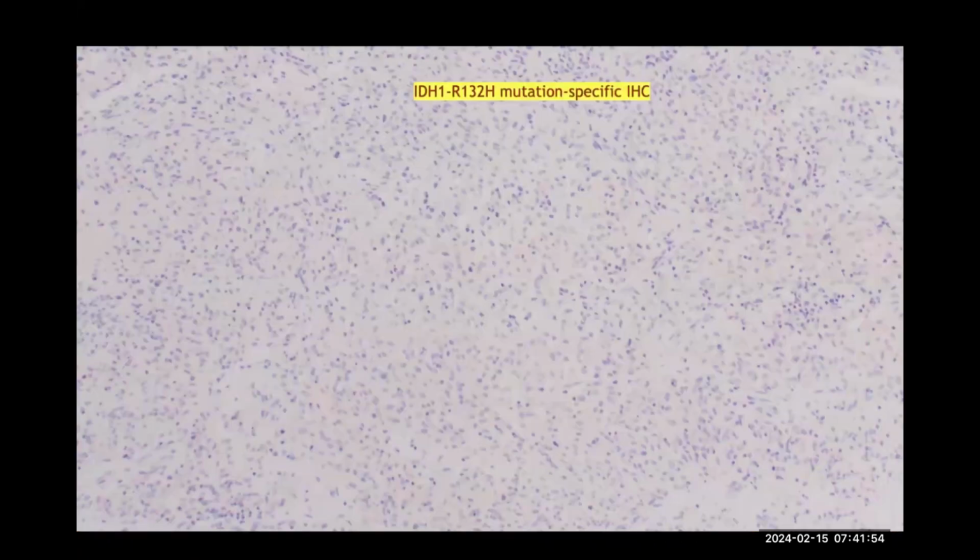Okay, next. IDH is wild type, so if IDH is mutant, then you don't call this glioblastoma, you call it grade 4 astrocytoma. But in this age group, how old was the patient? 68. Yeah, so above 55, if the R132H exon 4 mutation is negative by immuno, that's sufficient to say that this patient's tumor doesn't have an IDH mutation. And that makes it a glioblastoma. Okay?